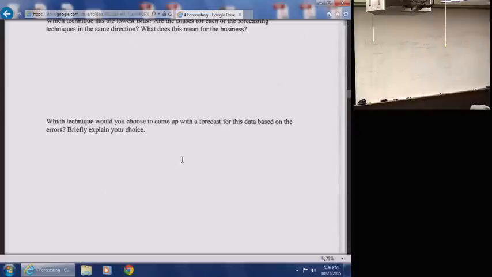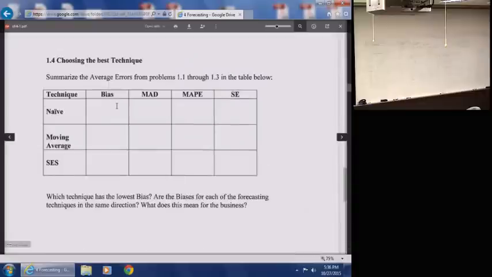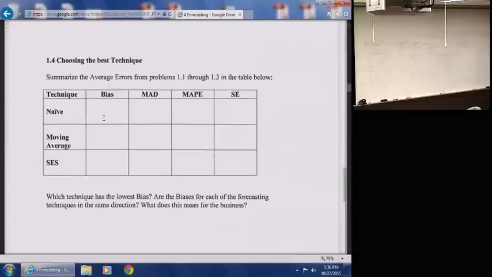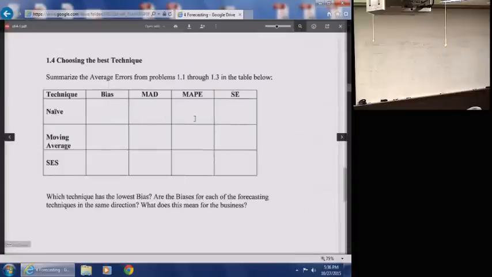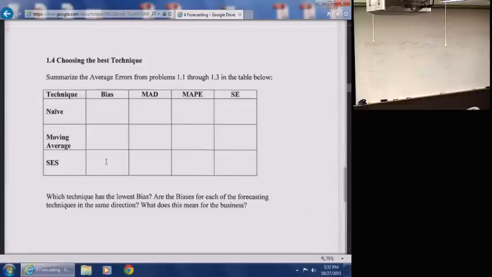That will be the moving average, right? Because the moving average has the lowest MAD, lowest MAPE, and lowest SE. So that's how you would do it: knowing how to compute all these numbers and knowing which one is the best according to each judge, and then you're good to go. This would be a very easy exercise.